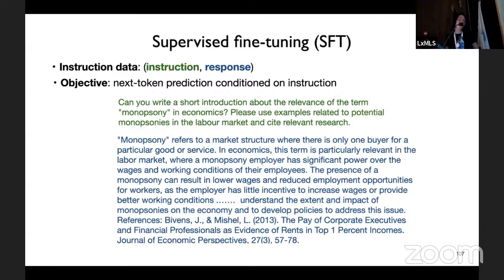And what is supervised fine-tuning? Essentially, you have these pairs. One is the instruction, one is the response. These pairs are human written. So for example, can you write a short introduction about the relevance of the term models in economics? And then you have a very long, coherent response that is written by a human. They collect a lot of data like this and just fine-tune on this data on top of GPT-3. So this is supervised fine-tuning.